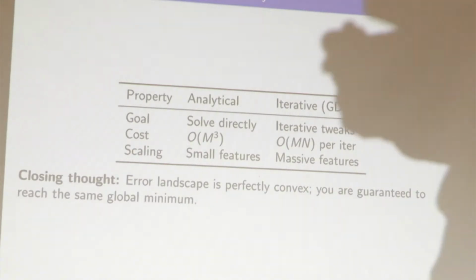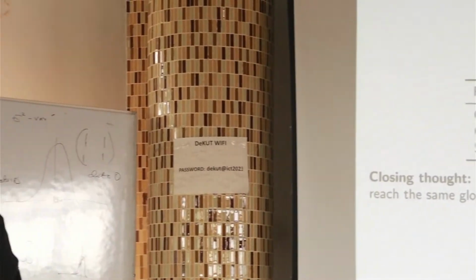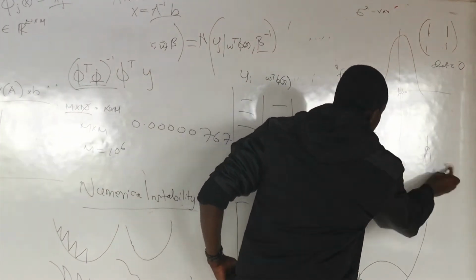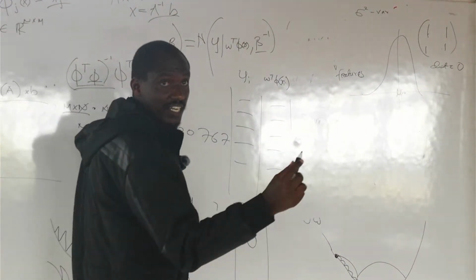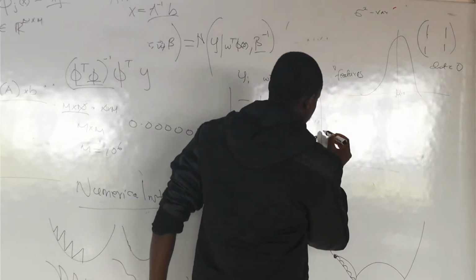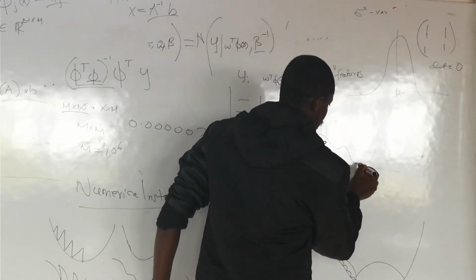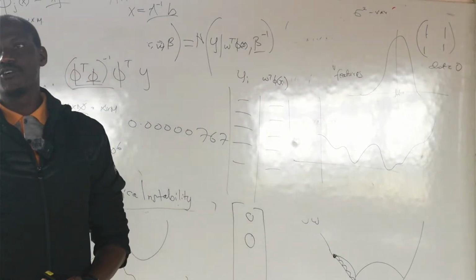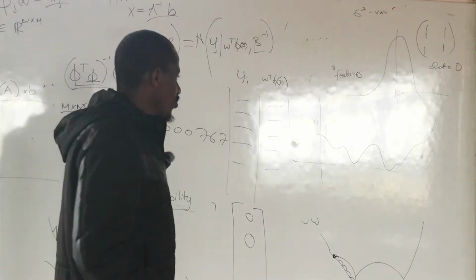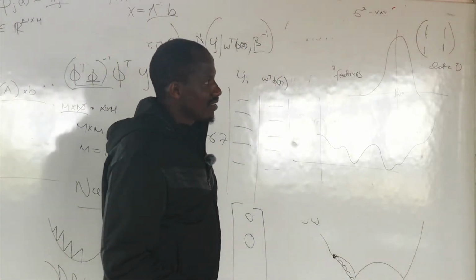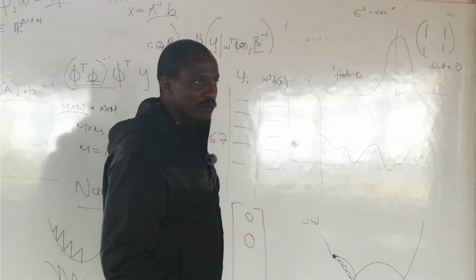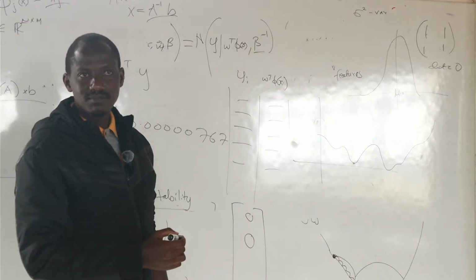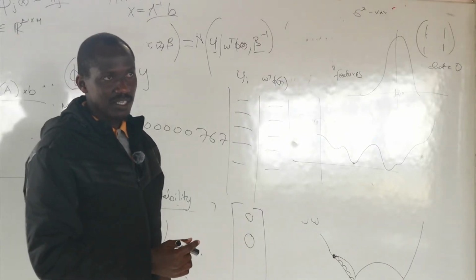Your error surface is not always guaranteed to be convex. Your error surface can look something like this. It can look like this. And you don't know what the error surface looks like. So when you perform the optimization, you can end up getting to a local minimum. So these are the issues.